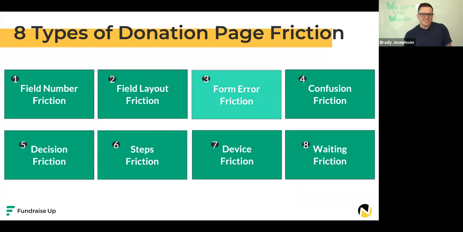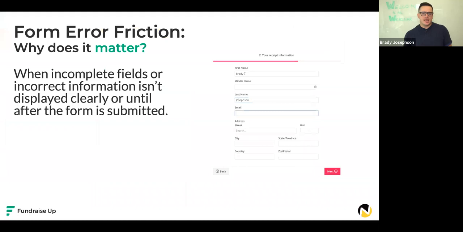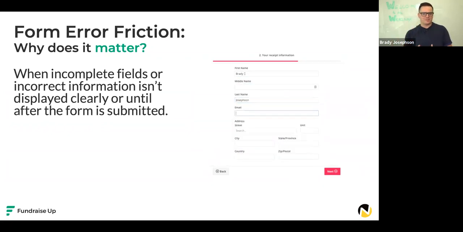Form error friction. This is, again, a tool-based thing. This is very difficult to change, but this is what it looks like: when you're completing your information and you miss a required field or you misspell an email or something like that, it should tell you right away that you've made a mistake, as opposed to you getting to the end, you click next or you click donate, it refreshes the page, and then you see this dreaded red mark, the mistake that you missed, an error that you made, and then you have to do it all over again.